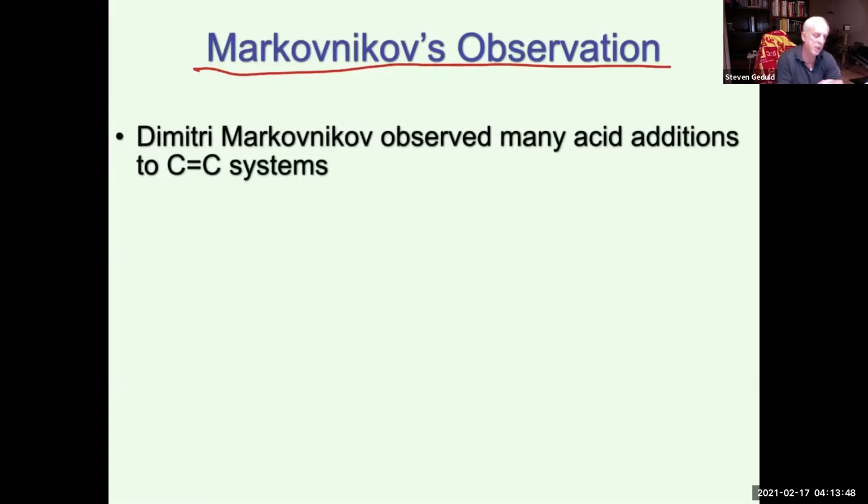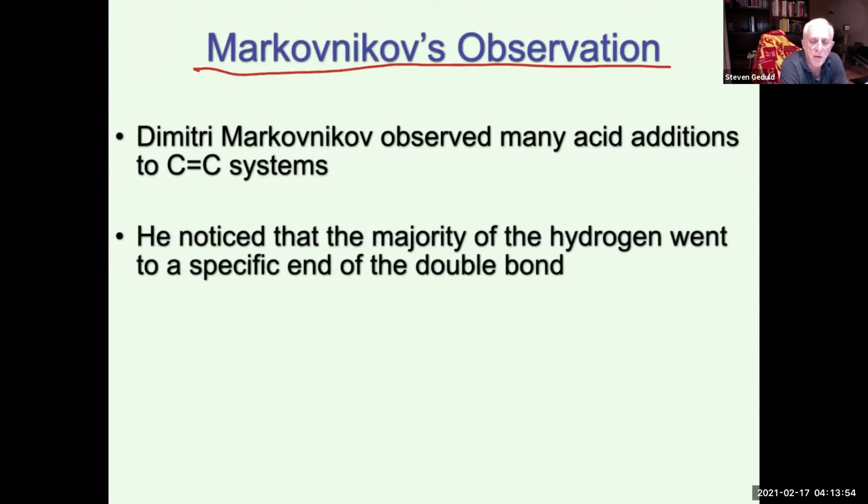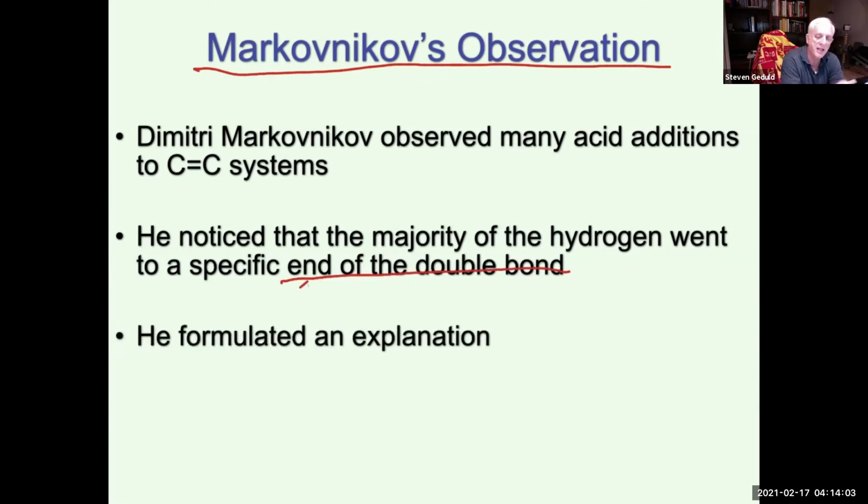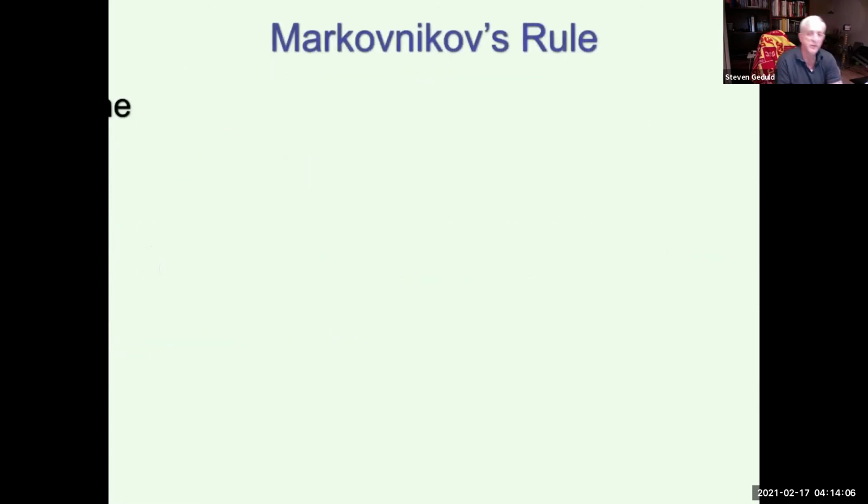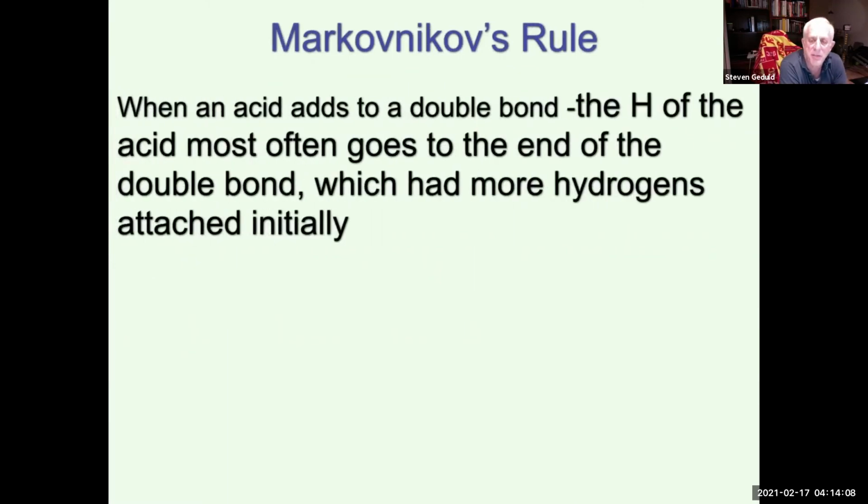Okay. So Markovnikov observed many acid addition reactions to carbon-carbon systems. He noticed the majority of hydrogen went to a specific end of the double bond. It goes to the end of the double bond that has the most hydrogen attached. He formulated an explanation. So this is his rule: when an acid adds to a double bond, the hydrogen of the acid most often goes to the end of the double bond which has more hydrogens attached initially. So the carbon that has the most hydrogen attached in the reactant is where the other hydrogen is going to go. Remember, water is an acid, HOH.